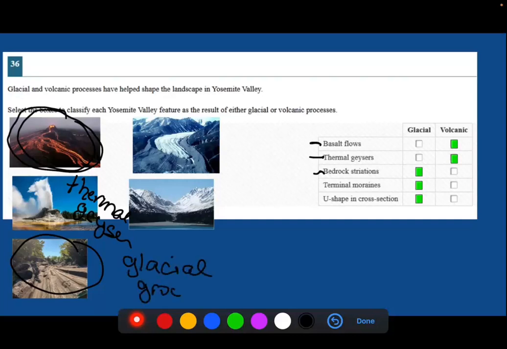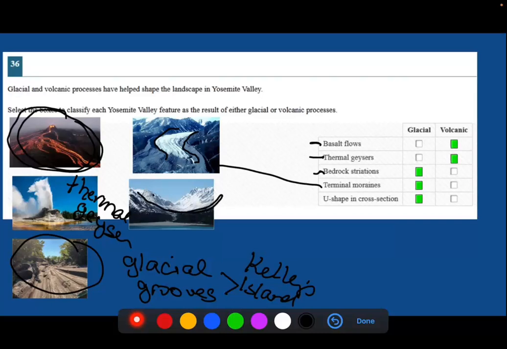Do you remember talking about glacial grooves? We talked about Kelly's Island in Ohio. And then we have our terminal moraines. That is right here, and it's when the glacier stops. This is a terminal moraine. And then this right here is our U-shaped valley. That happens because of glaciers. It used to be more of a V-shaped valley because of streams. And then when the glacier comes through, it evens it out and makes it U-shaped.